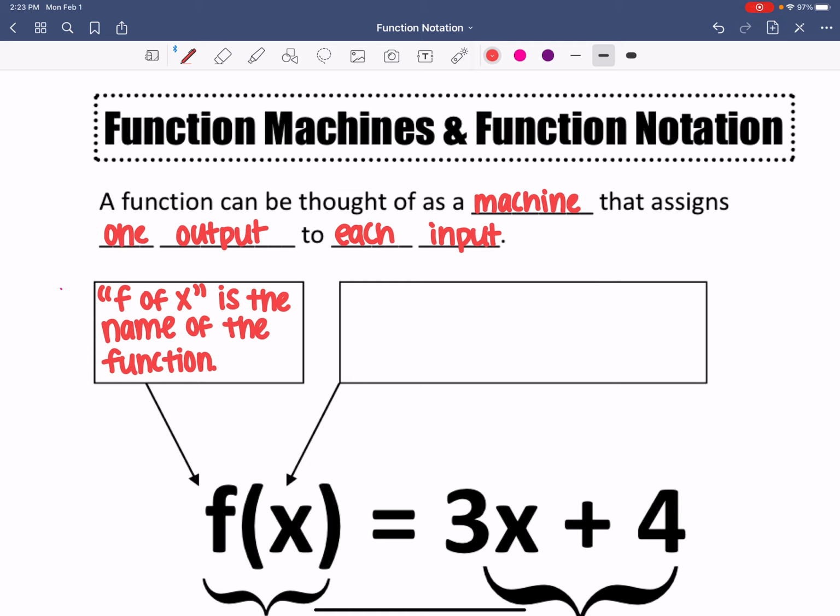Now, in the parentheses, we have an x. The x is the input. Whatever is in the parentheses, that's what we're going to plug in for x.